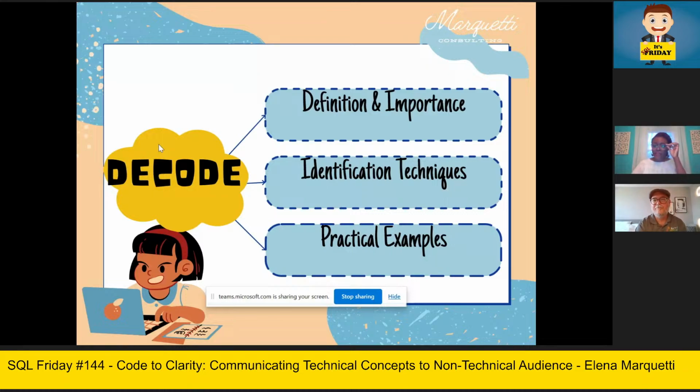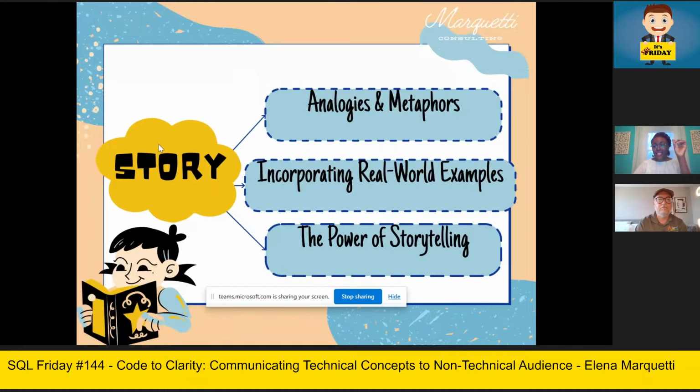Well, okay. So everybody remember, we're discussing 3 important key ideas about having technical conversations with non-technical audiences. And the first key was decoding, breaking down the information into terms that your audience will understand. The second key is story, okay? And we started that with the game, which is looking at analogies and metaphors. So storytelling is a way to make information more relatable and memorable.